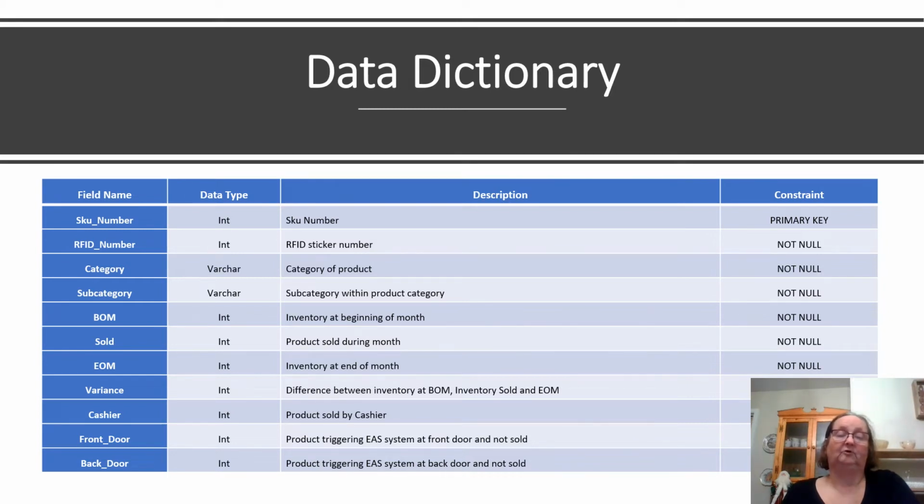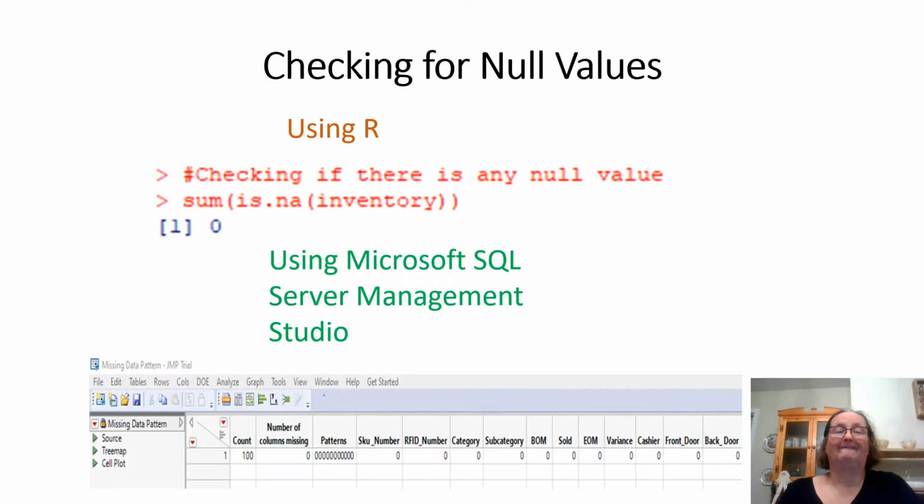The next is a description, which gives a short description of what the data is going to be in that particular field. And then the last one is the constraint. As you know, the SKU number is the primary key, and all of the rest of them are not null. So they must have some data in each of the data cells.